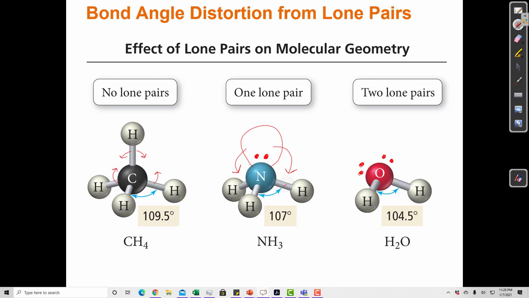But here, the lone pair pushes a lot, and the bond just pushes a little. So that means that the bonds get squeezed together. They go from 109.5 to 107. And when I have 2 lone pairs, then I have even more squeezing. That squeezes these bonds even closer together. So when the lone pair takes up more space than the bonds, the angle between the bonds gets smaller because the lone pair is squeezing them together. And here these two lone pairs are squeezing it even closer, 104.5 in water.